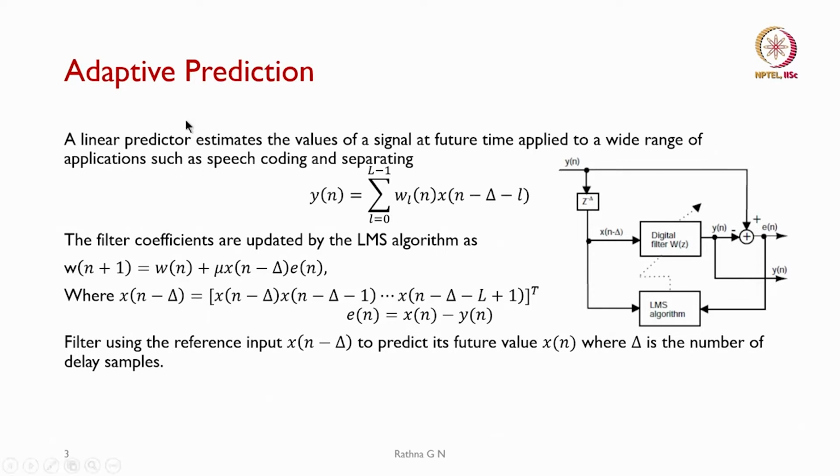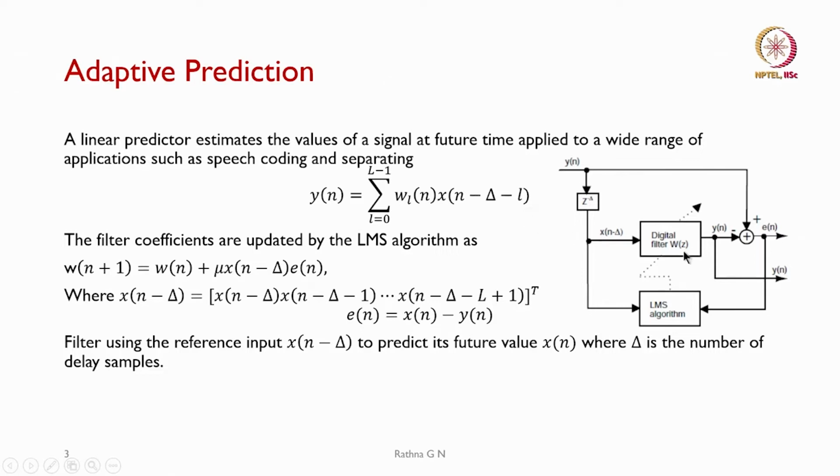The first one we will take is adaptive prediction. How are we going to predict the system which is connected to the system? The linear predictor is going to estimate the values of a signal at future time, applied to a wide range of applications such as speech coding and separating. The equation for this is given as y of n is the sum from l equal to 0 to L minus 1 of W l of n into x of n minus delta minus l.